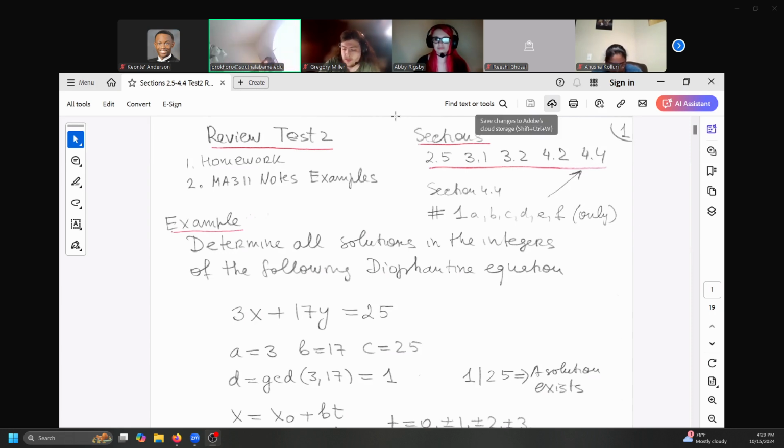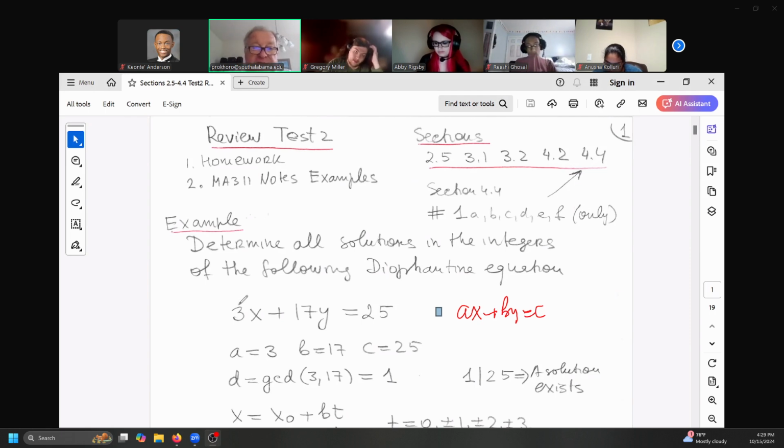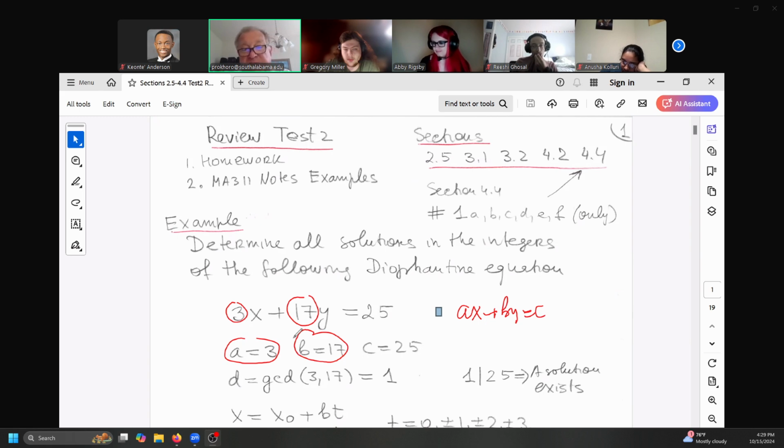Now we can write, in general, ax plus by equals c. So in this case, since it's written 3x, what do we write for a? a equals 3. Then we see the coefficient for y is 17, so b equals 17. And on the right-hand side, we see 25, so c equals 25.